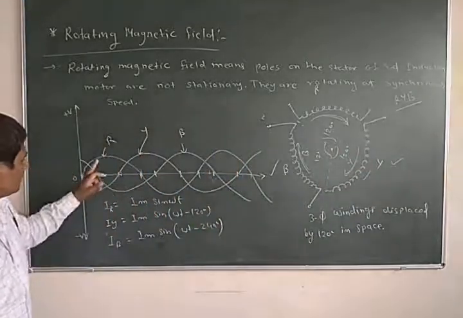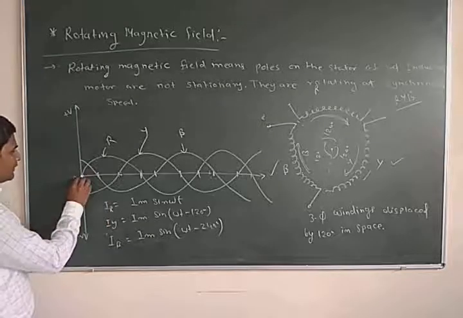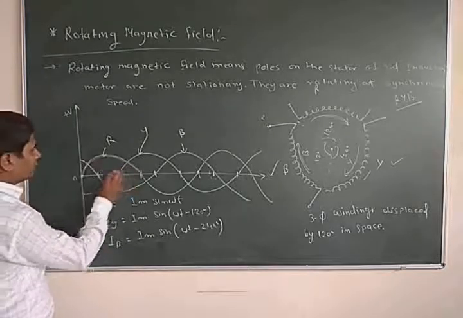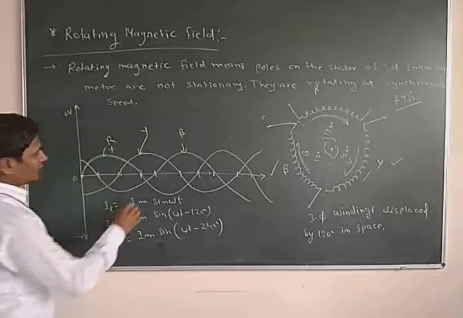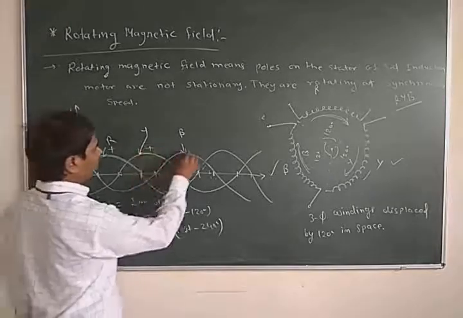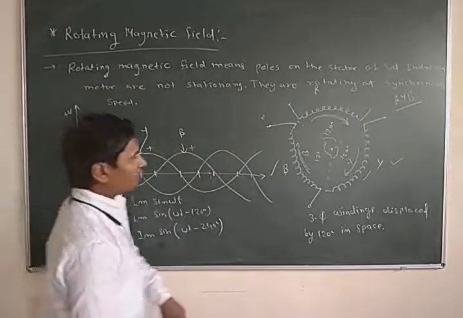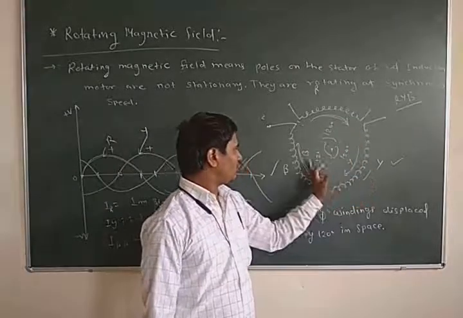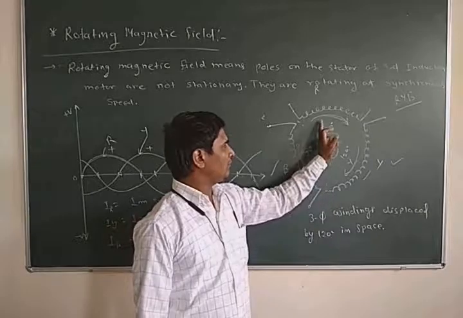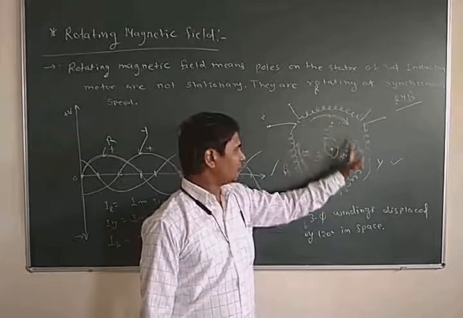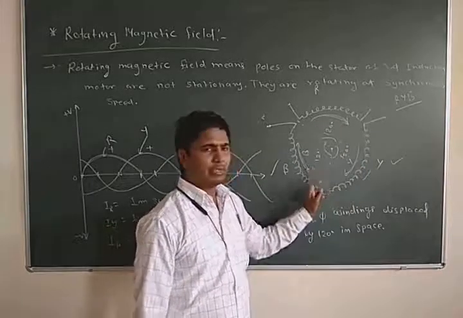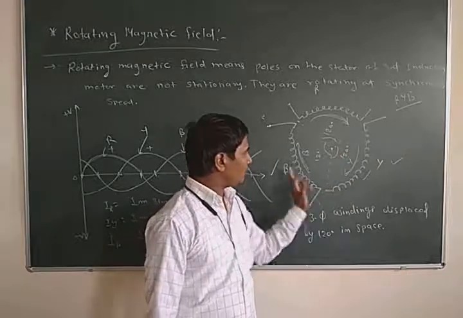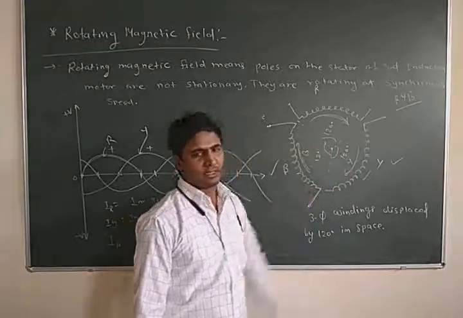Poles are generated in the respective windings according to the supply. In a three-phase supply, the first positive cycle is for R phase, the second for Y phase, and the third for B phase. So the poles will be first for R phase, second for Y phase, and third for B phase. In this way, these poles are rotating continuously.